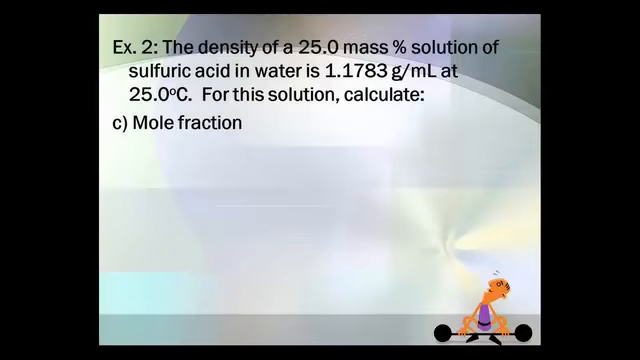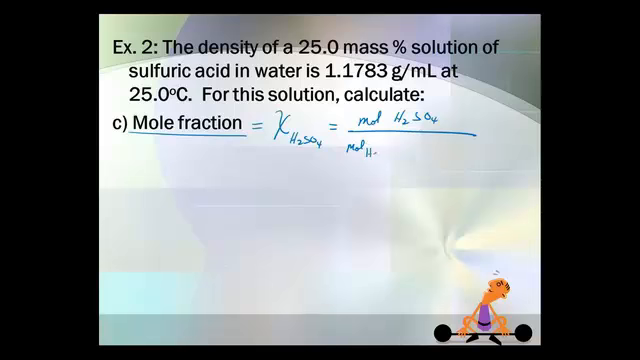And we have one calculation left. Mole fraction is part C. The mole fraction is moles of solute over moles total, and the moles total of the solution would be the moles of sulfuric acid plus the moles of water. Out of these, we know this one. We just need to calculate moles of sulfuric acid and we'll be done.